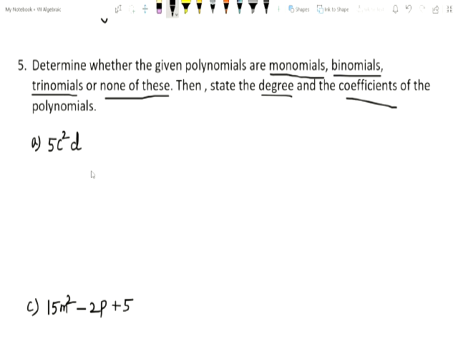Okay, see here, a question, 5c square d. So in this, how many terms are there children? How many terms are there? 5c square d. Only one term is present there. So what type of algebraic expression is this? This is monomial. An algebraic expression having only one term is called monomial. Okay, children. So what you will write? This is monomial. The type of algebraic expression is monomial.